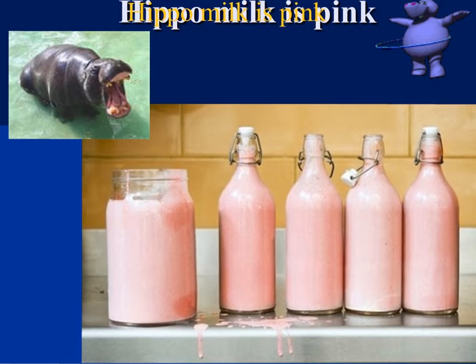Now we'll shift from the sheep over to the hippos. Did you know that hippos can have pink milk? Well, yes and no. It's not that their milk is pink, but they have glands around the mammillary gland, and those glands can have a secretion that's pink, and if that pink secretion gets into the milk, it causes the milk to turn pink.